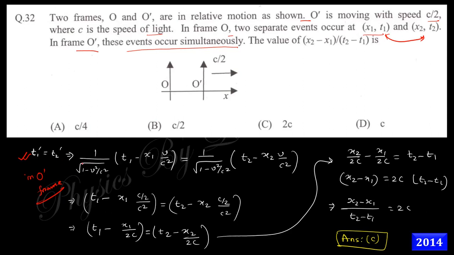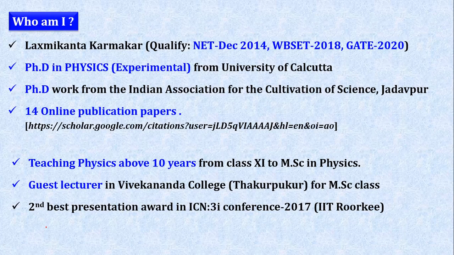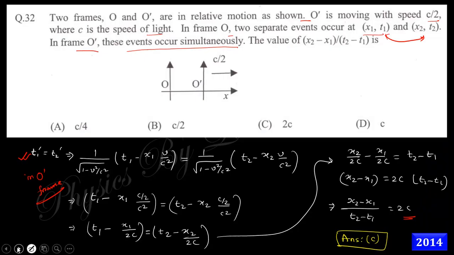So if you use this time formula from the rest frame to the moving frame, this will be the formula. Just put in the velocity v equal to c by 2, and after rearranging, we get x2 minus x1 by t2 minus t1 equal to 2c. Next question. Okay, that's it for today.